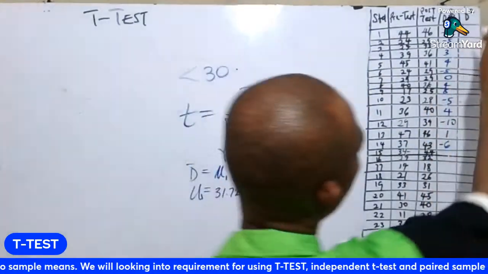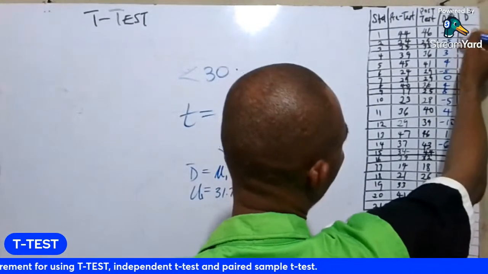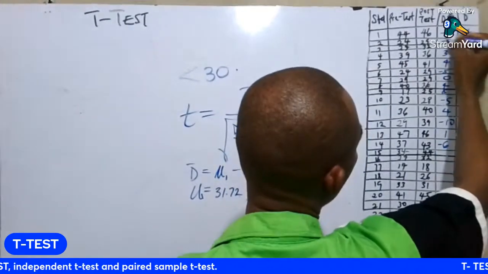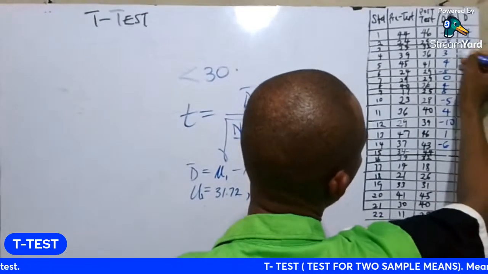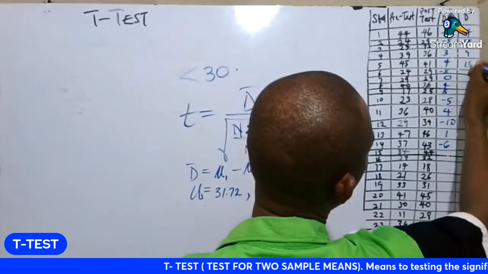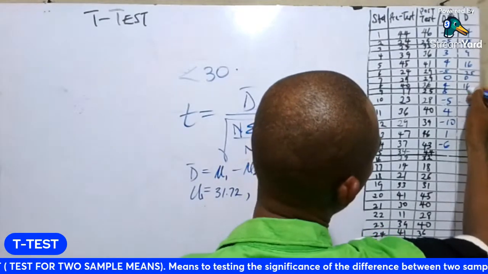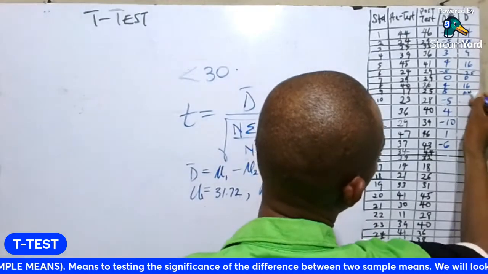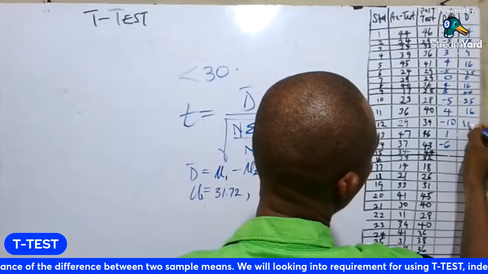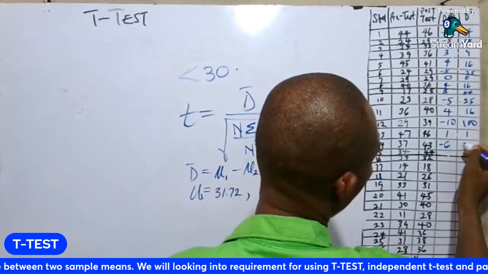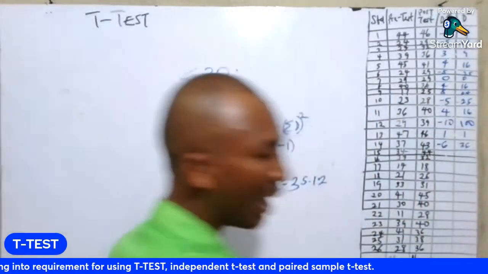Then thereafter, you move on and get your d square. Of course, your d square is just the square of this difference. So the square of minus 2 is 4. Square of minus 5 is 25. Square of minus 3 is 9. Square of 3 is 9. Square of 4 is 16. Square of 5 is 25. Square of 0 is 0. Square of 4 is 16. Square of 8 is 64. Square of minus 5 is 25. Square of 4 is 16. Square of 10 is 100. Square of 1 is 1. Square of minus 6 is what? Is 36. You now add everything together.